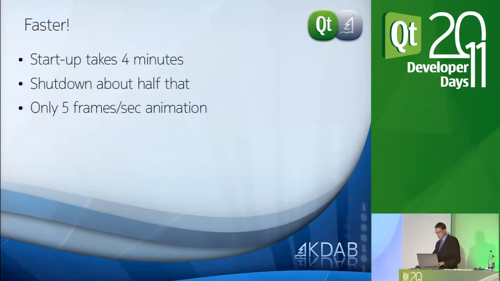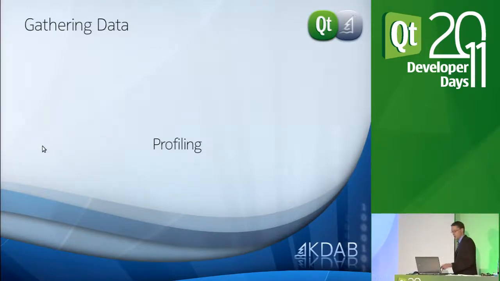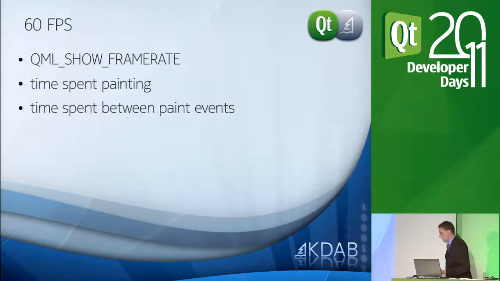So let's see what we can find out about it. And of course, that means profiling. So let's see what kind of tools we have available to analyze the behavior of a QML application. The first one, or the easiest one to use, is an environment variable, QML show frame rate. So if you set that to run and run any QML application, that could be QML Viewer, that could be your C++ application that embeds a QML or a declarative view inside, this will print some debugging output.